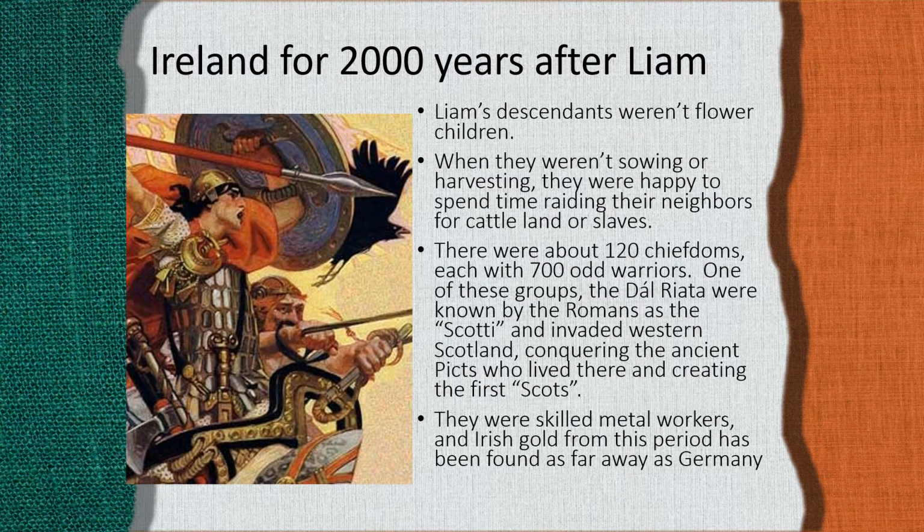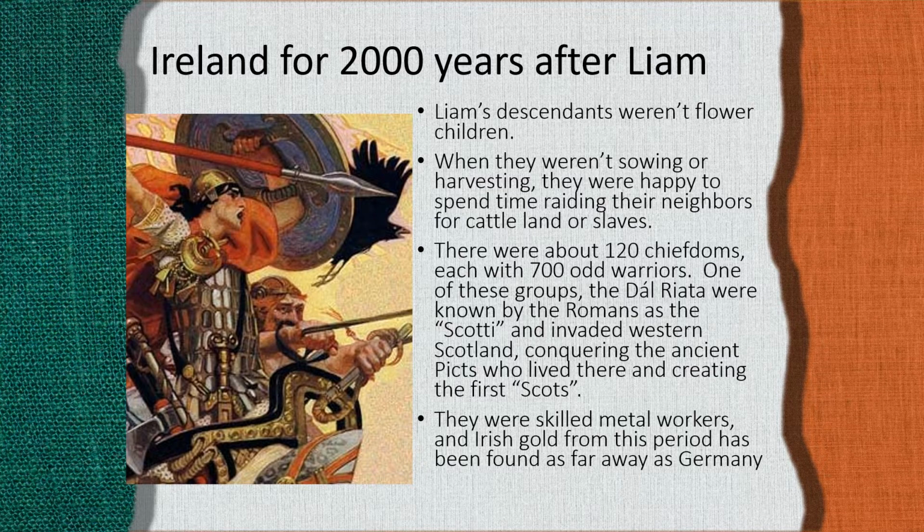Now, for the next 2,000 years after Liam, Ireland was peopled by these Celtic people who invaded around the year 2000 or 2500 BC. And Liam's descendants weren't flower children. When they weren't sowing or harvesting, they were happy to spend time raiding their neighbors for cattle, land, or slaves. There were about 120 chieftains throughout Ireland, each with about 700 odd warriors.